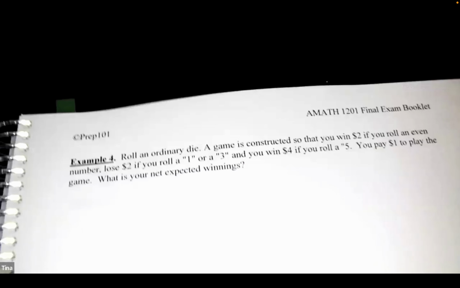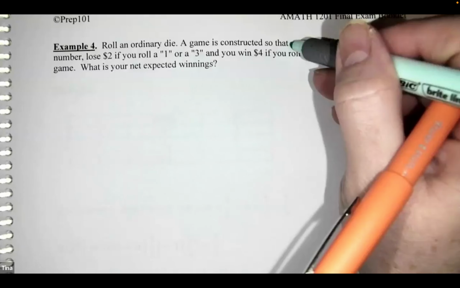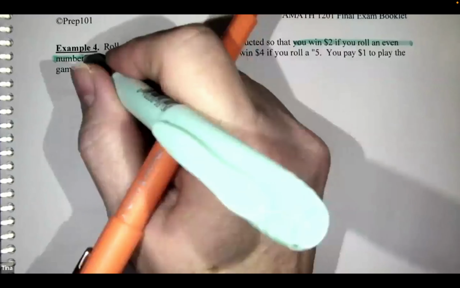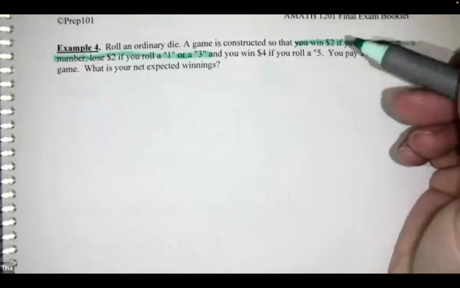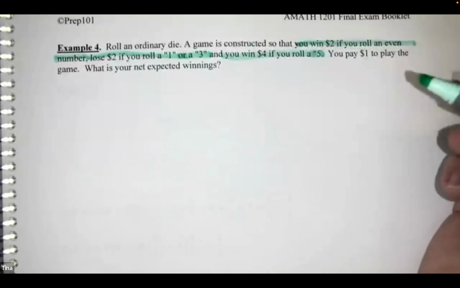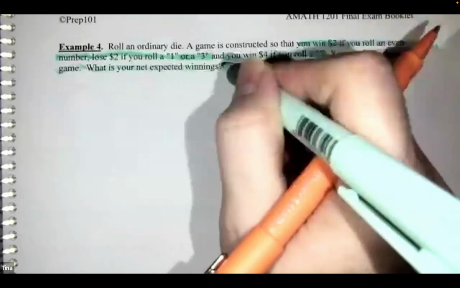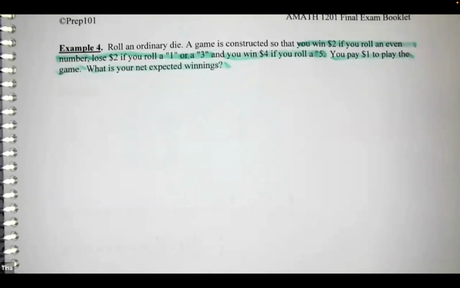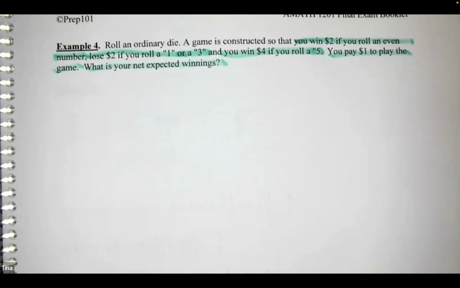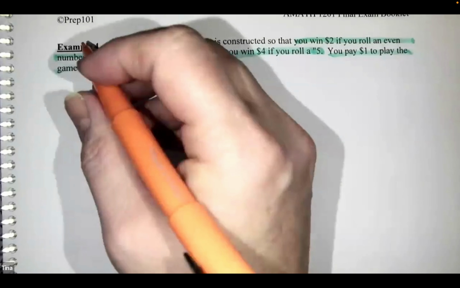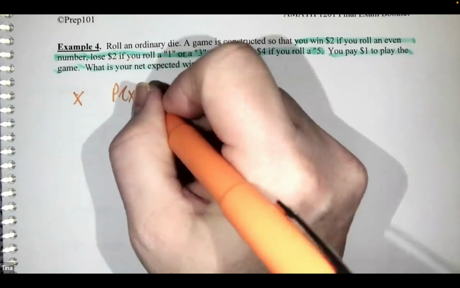So if I give you an example here, roll an ordinary die. A game is constructed so that you win $2 if you roll an even, lose $2 if you roll a 1 or a 3, and win $4 if you roll a 5. You pay $1 to play the game. What is your net expected winnings? Okay, so draw a table, x, probability of x.